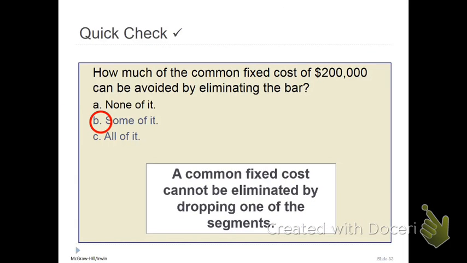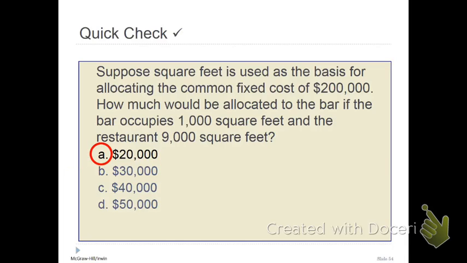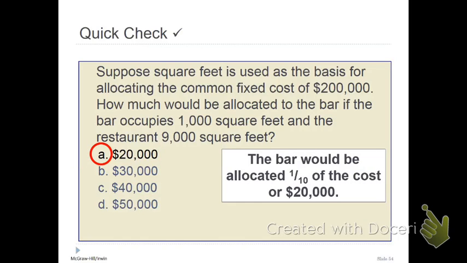If you got rid of the bar, might some of the common costs be eliminated? And the answer is no. It should be none of it. None of those common costs are going to be eliminated by getting rid of the bar. I don't know why it shows the B, but it should be A, none of those. So notice what the problem is.